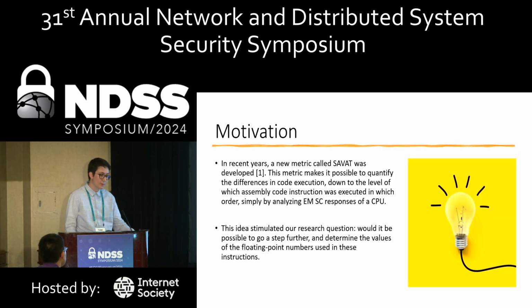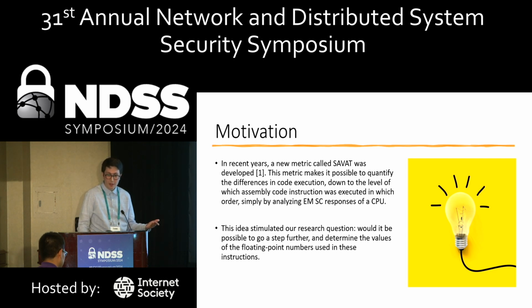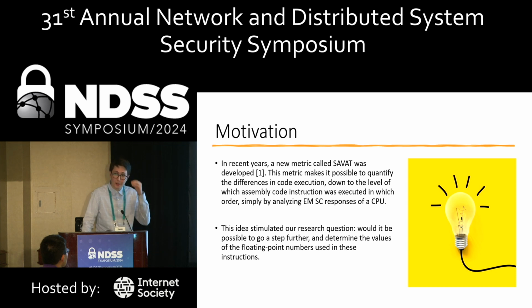So the motivation behind this is that in recent years, a new metric called SAVAT was developed and piqued my interest. This metric makes it possible to quantify the differences in code execution down to the level of which assembly code instruction was executed in which order, simply by using electromagnetic side channel attacks. So this idea sparked another idea within me. Would it be possible to go a step further and determine the values of the floating point numbers used in these instructions?